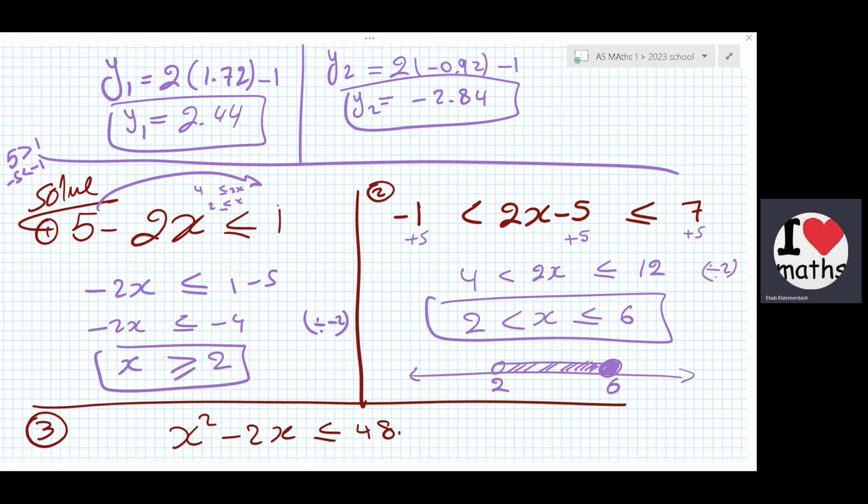If they ask, most likely they will ask you. If they will give you inequality, they will ask you to represent it on the number line.